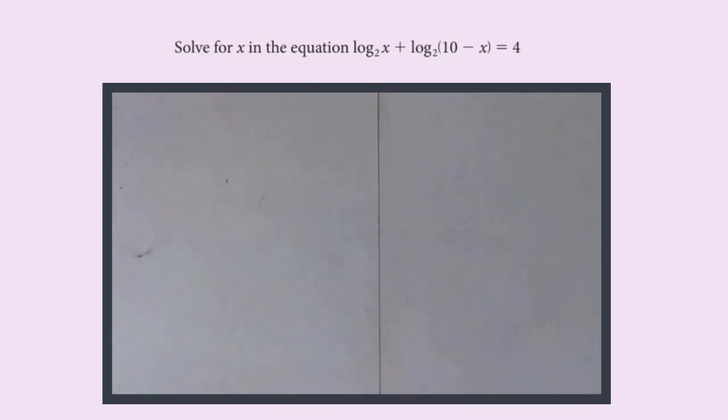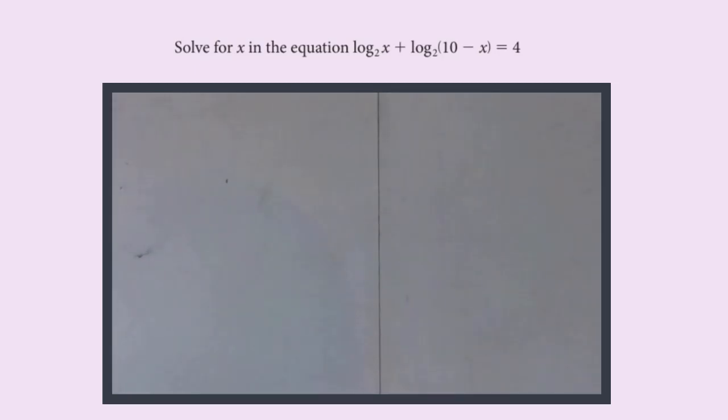Solve for x in the equation log base 2 of x plus log base 2 of (10 minus x) equals 4. So in here we are not ready to undo the logs. You can't undo logs unless you've got either log something equals log something else, or log something equals numbers with no logs. We are not ready to do that because we have log base 2 of one thing equals log base 2 of another thing.